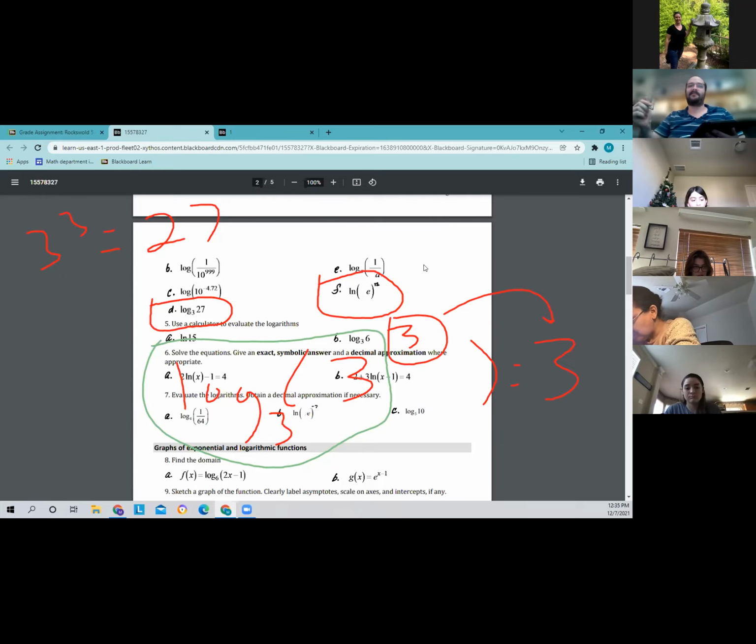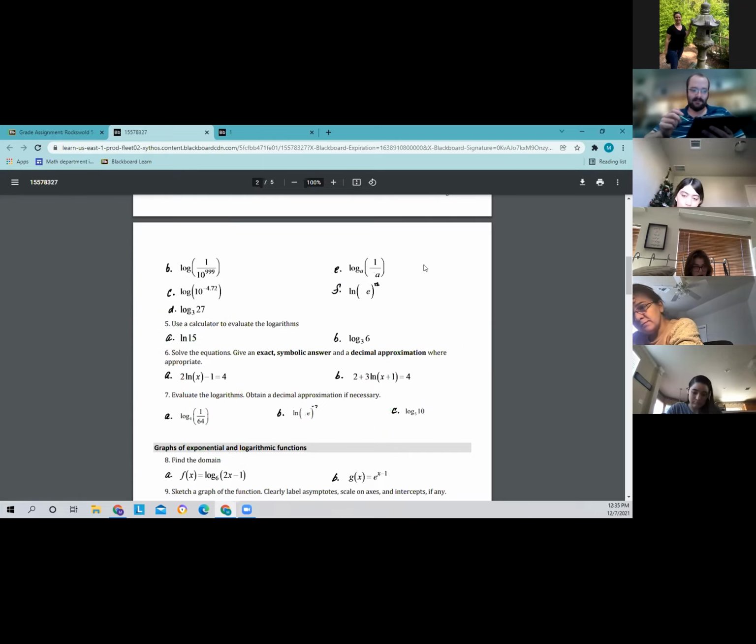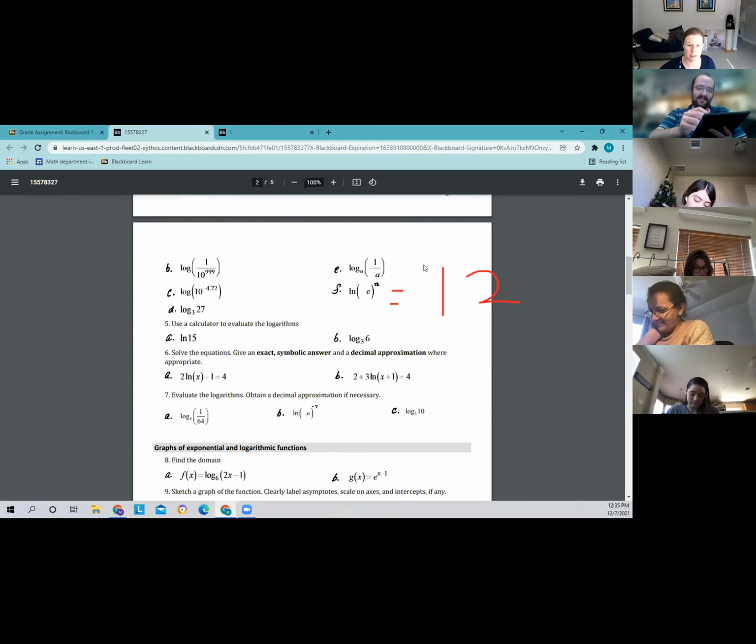Questions on this one? Okay. And then the last one, ln of e to the 12. Please tell me 12. I hope so. Yeah, the ln and the e are inverse operations, and we're going to end up with the thing that's up here. It's 12. ln of e to the 12 equals 12. Yep, that should be it. It's the easiest one.